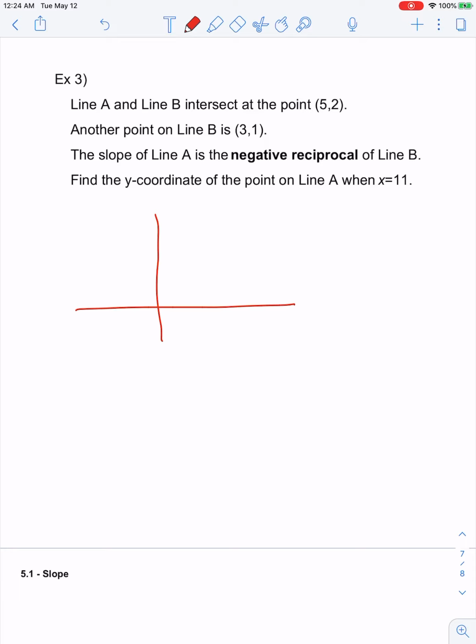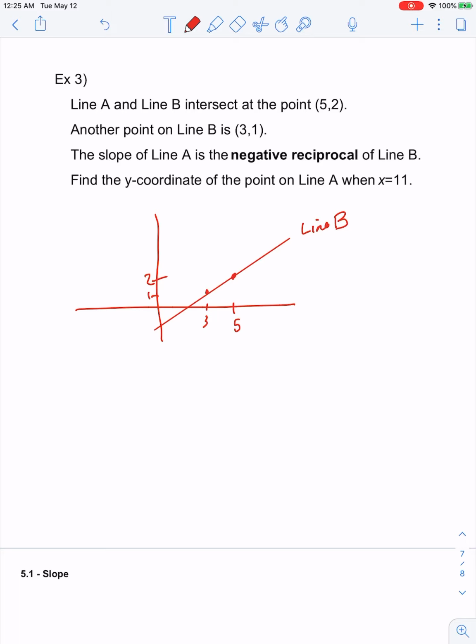So line A and line B intersect at the point (5, 2). Notice I'm just doing a sketch. Another point on line B is (3, 1). So here's 3, there's 1. So this line here that goes through those two points is line B.